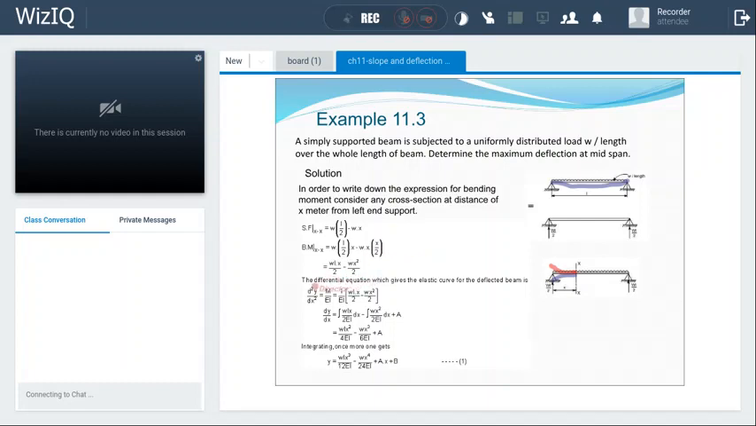Now the differential equation for the elastic curve: d2y by dx2 is equal to M upon EI. Substitute the value for M here. So 1 upon EI into M. In the bracket we have WLx by 2 minus Wx square by 2, and then on integration of this we get on this side dy by dx, the integral of these terms here, WLx by 2 minus Wx square by 2.